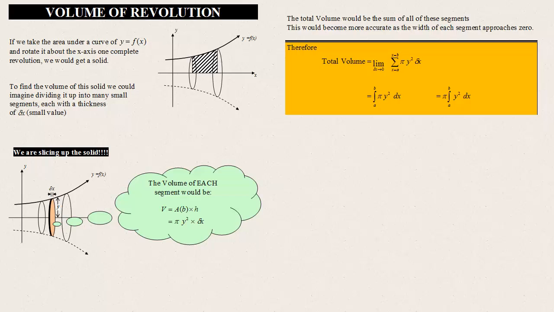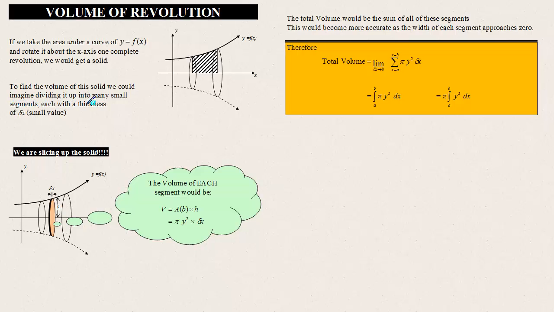The final application of calculus that we need to look at is volume of revolution. What we do here is take the area under a curve y equals f of x and rotate it about the x-axis. We complete one revolution and we end up with a solid.